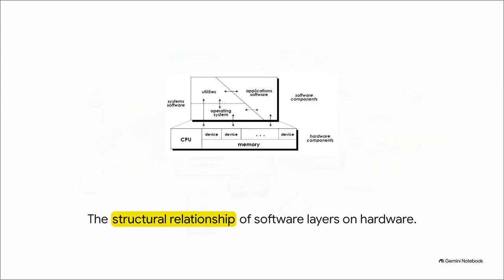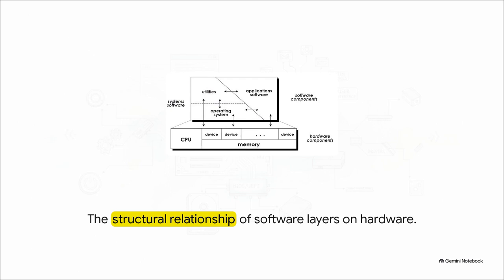Think of this like a building. Start at the very foundation. We have the bare metal, your actual hardware components like the CPU, memory, and your peripheral devices. Sitting directly on top of that bare metal is the system software, which is primarily your operating system. The OS acts as the great coordinator of everything. Then, resting right on top of the OS, you have your utility software and your application software, and that's the layer the human user actually interacts with.